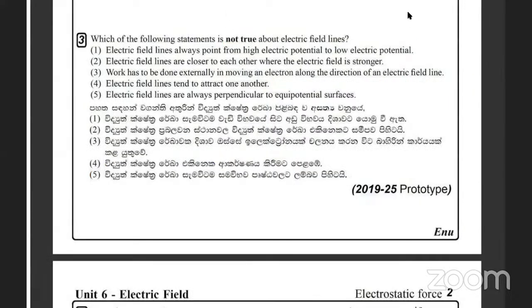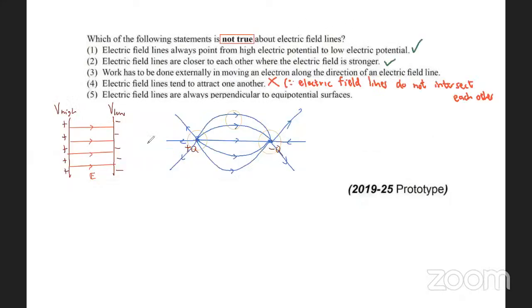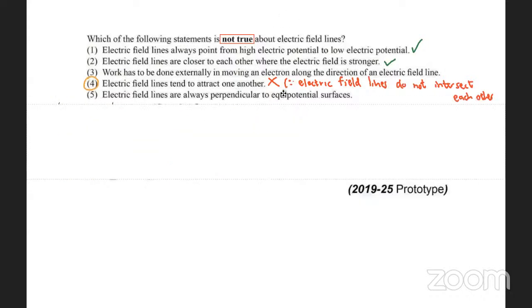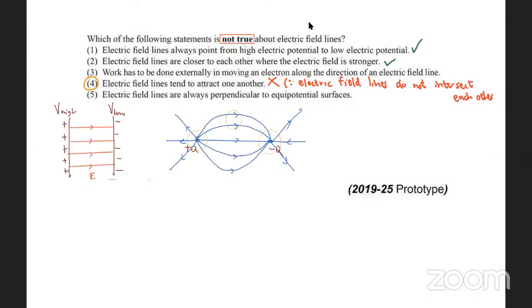That is wrong. But let's quickly check the other statements as well. Electric field lines are always perpendicular to equipotential surfaces. Yes, that we discussed. Hope you can remember. We discussed equipotential surfaces. So in this case, if I draw equipotential surfaces, I have to draw them this way.